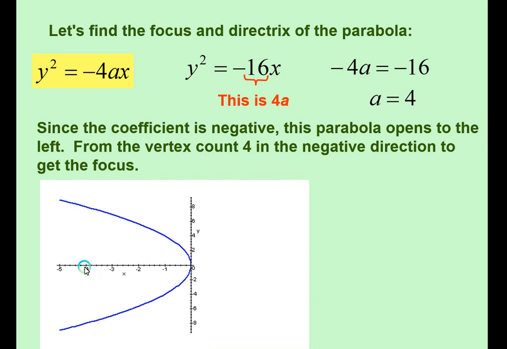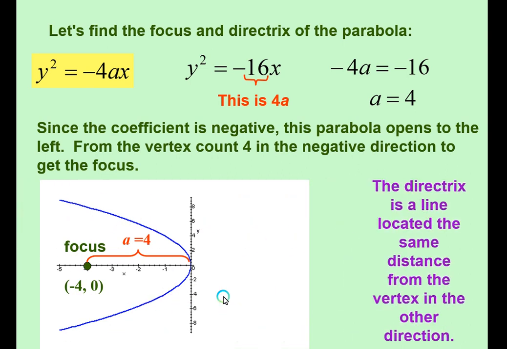So we have 1, 2, 3, 4. Therefore, our focus is located here. So our focus is at (-4, 0), the coordinate of our focus. The directrix is the line located at the same distance from the vertex in the other direction. Therefore, we still count the same value, 4 units to the right, outside of our parabola. So we have 1, 2, 3, and 4. This is still equal to a, therefore x is equal to 4. So this is representing our directrix.